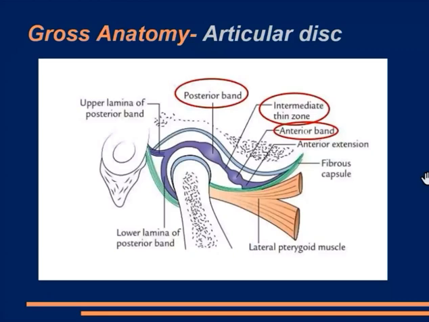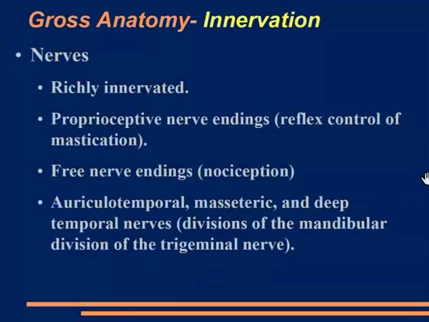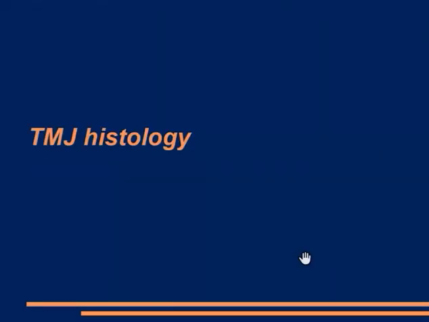This is the innervation of the disc, mostly by proprioception and nociception. The main cranial nerve is the trigeminal. Let's jump to the TMJ histology, which is our main part.